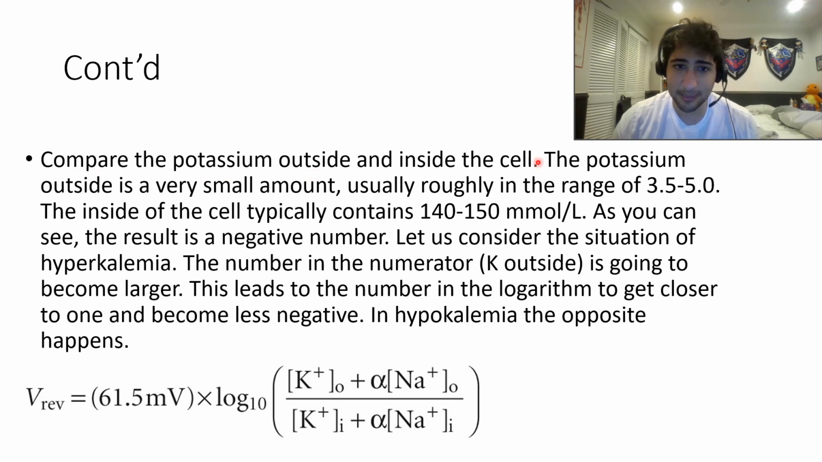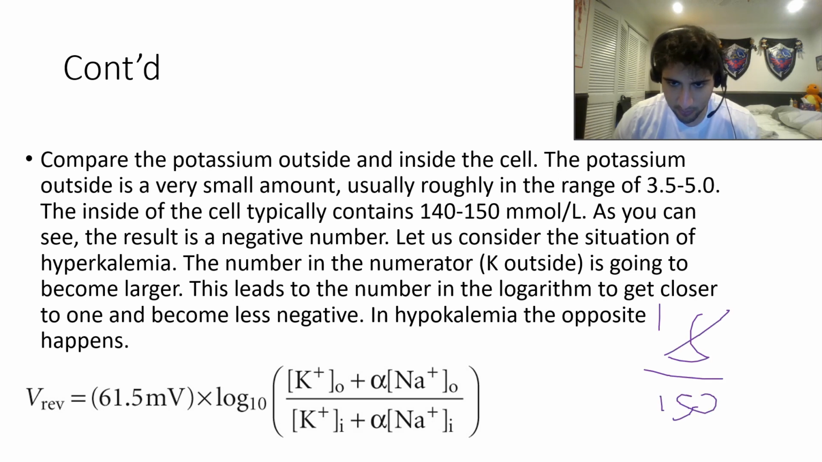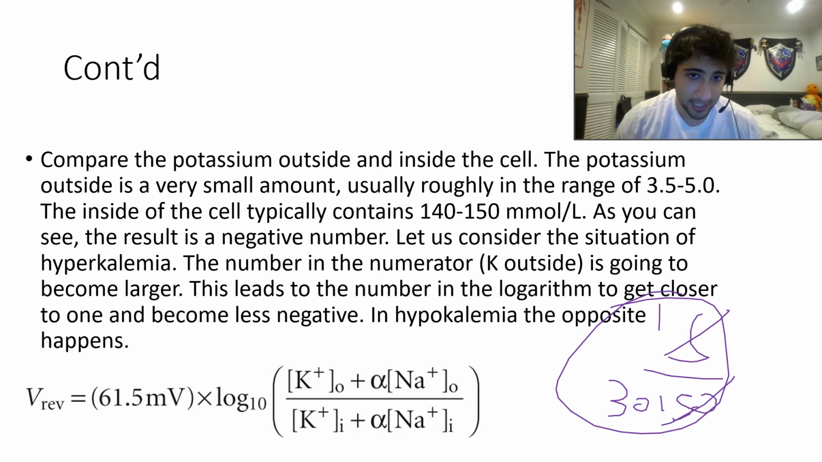So let's compare the potassium outside and inside the cell. The potassium outside is usually a tiny amount in the range of 3.5 to 5, and the cell typically contains 140 to 150 millimoles per liter. So you do 5 over 150. That's the same as 1 over 30. Let's do the math real quick: 5 becomes 1, 150 divided by 5 is 30. Yeah, it becomes 1 over 30. So clearly this is a value much less than 10, and it's going to be a negative number.